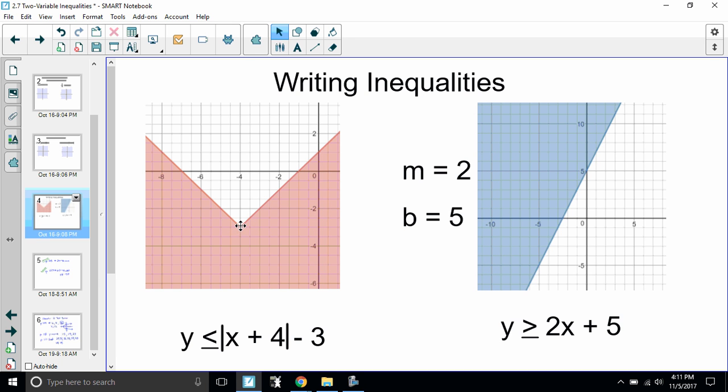It's find the vertex and the slope. For linear, it's find the y-intercept and the slope, and you can write any absolute value inequality or linear inequality that you need to write, given that information.